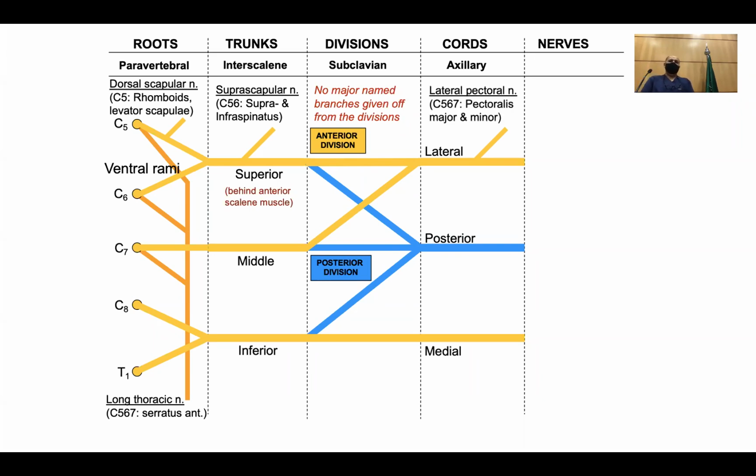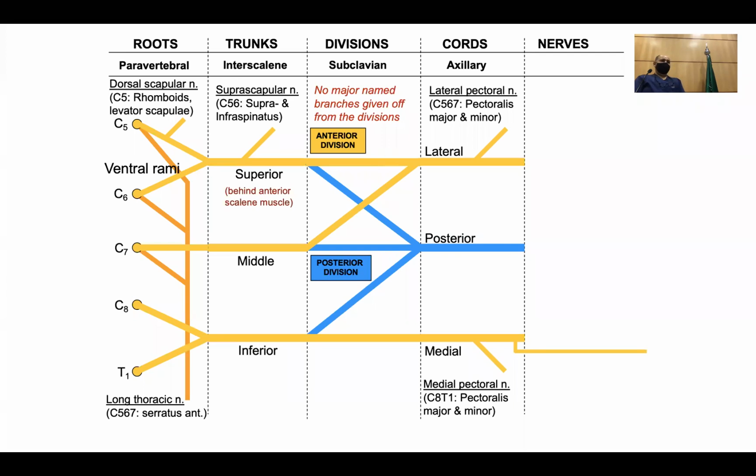So now, from the cords, we are getting branches. Who's that? Lateral pectoral nerve. We all know it supplies pec major and minor. And then from the medial cord, go opposite. Medial pectoral nerve. Guys, this is not rocket science. If there is a lateral, bring medial. If this is superior, bring inferior. If there is major, bring minor. Are we good? So you have lateral and medial pectoral nerves.